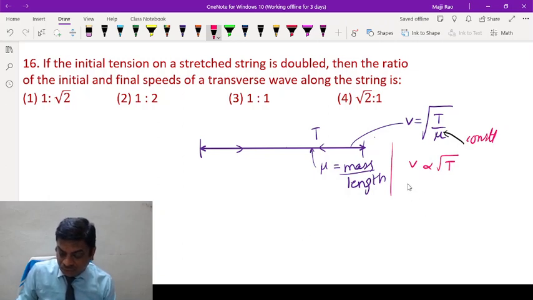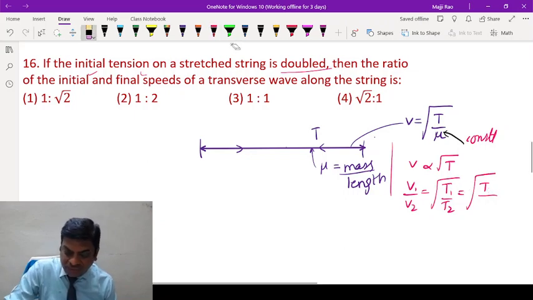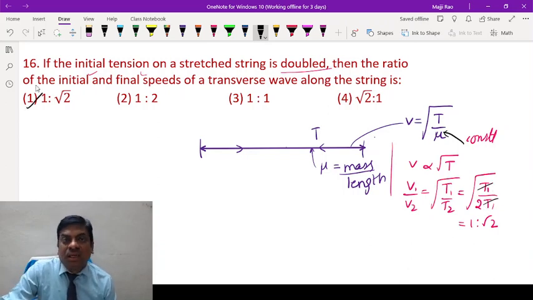So the ratio of initial to final speed, V1 by V2, from this equation will be under root T1 by T2. As clearly given, the initial tension of the string is doubled, that means T2 is 2 times T1. So this will be 1 is to root 2. T1 gets cancelled. So 1 is to root 2 means the first option is the correct option.